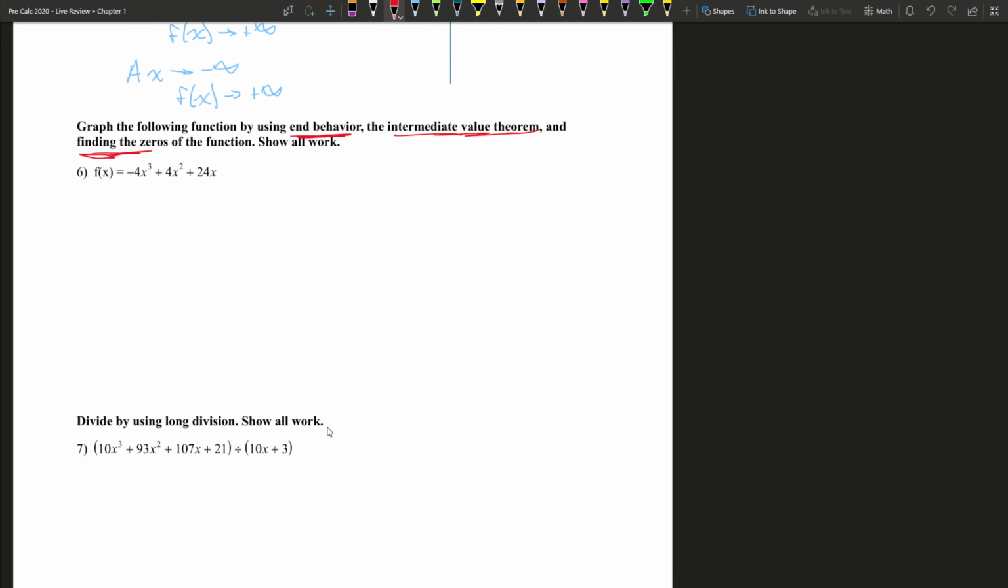So again, graph using all of this stuff. I ran through exactly what I was looking for last class, so I'm going to do that again today and just kind of model it. All right. So the first thing that I would do is get the degree and the leading coefficient. The degree in this case is 3, which is odd. The leading coefficient is -4, which is negative.